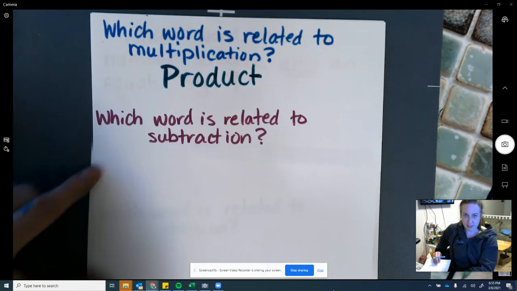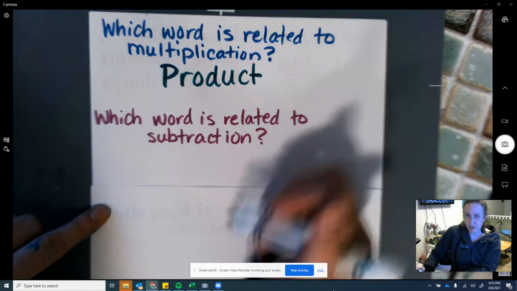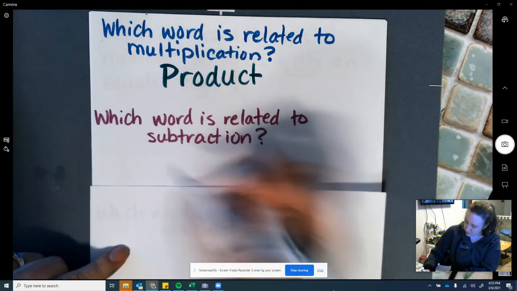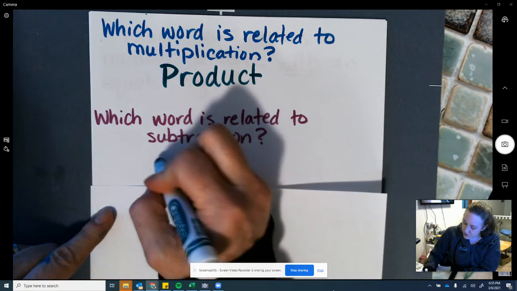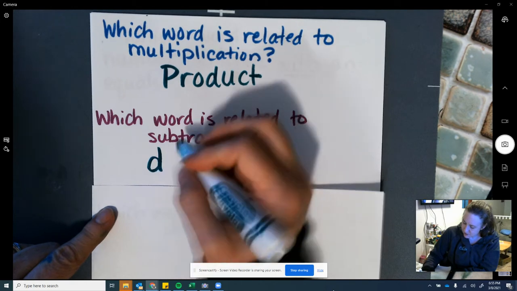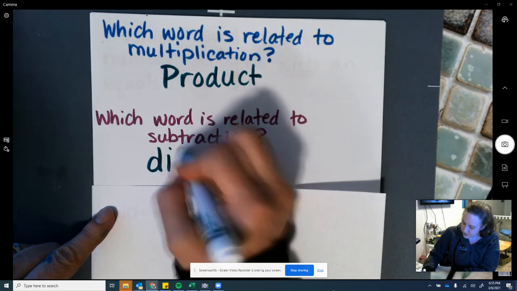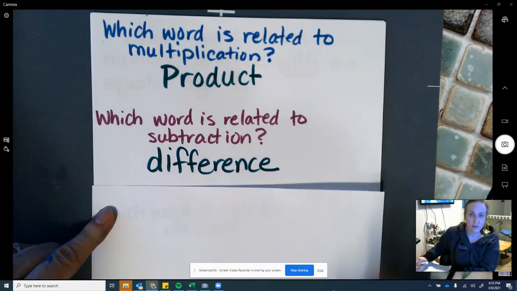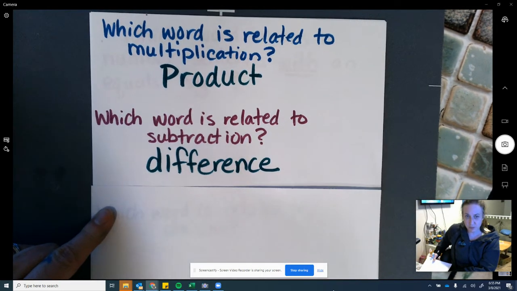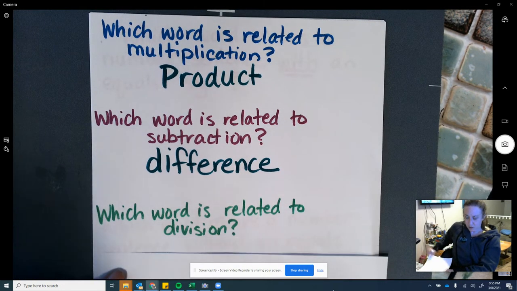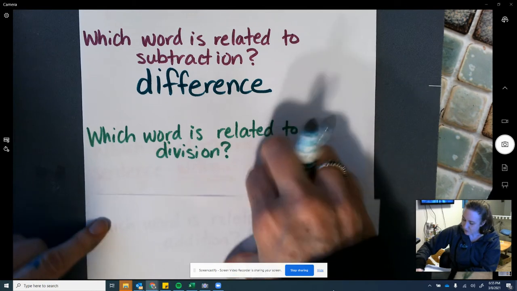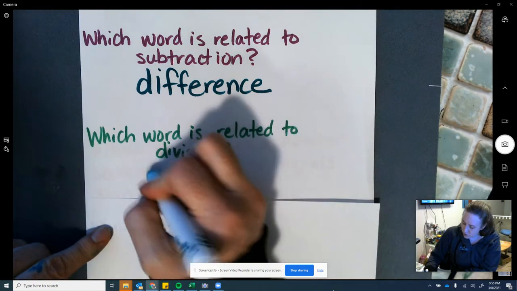Okay, we're going to move on to the next one. Which word is related to subtraction? The word that's related to subtraction is difference. The difference between two numbers. Which word is related to division? That word is quotient.